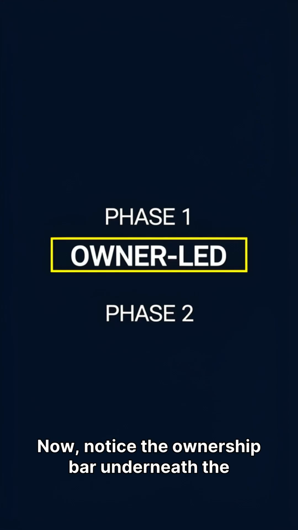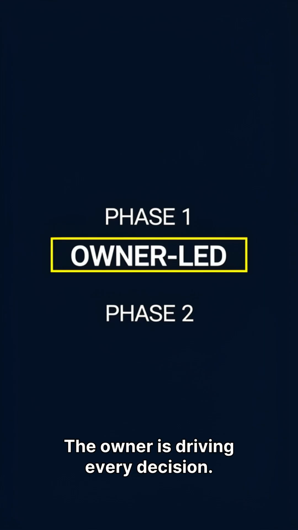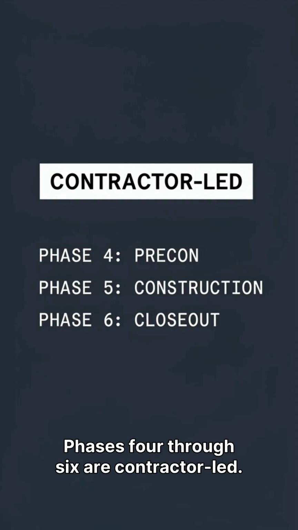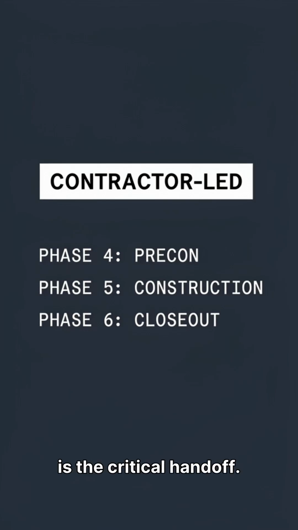Now notice the ownership bar underneath the phases. Phases 1 and 2 are owner-led. The owner is driving every decision. Phases 4 through 6 are contractor-led. The contractor is running the show. Phase 3, bidding and award, is the critical handoff. Keep that ownership shift in mind. It's a key concept you'll see play out on every project.